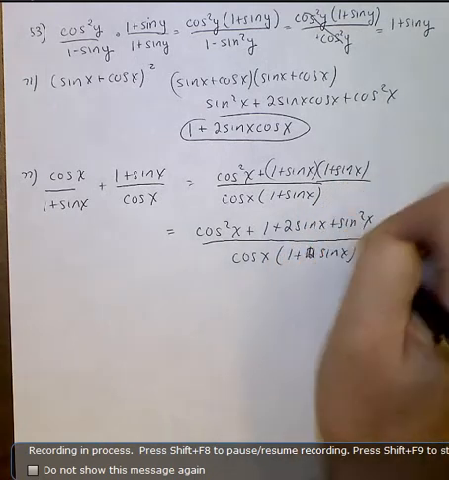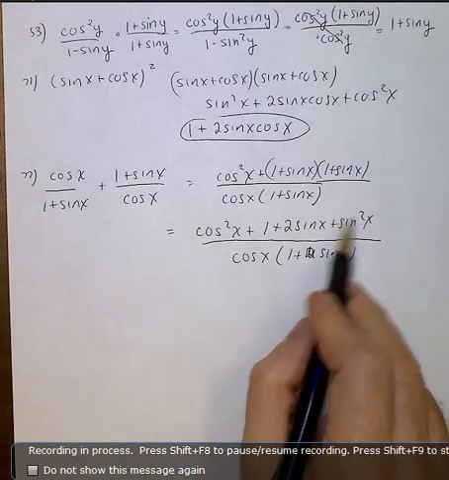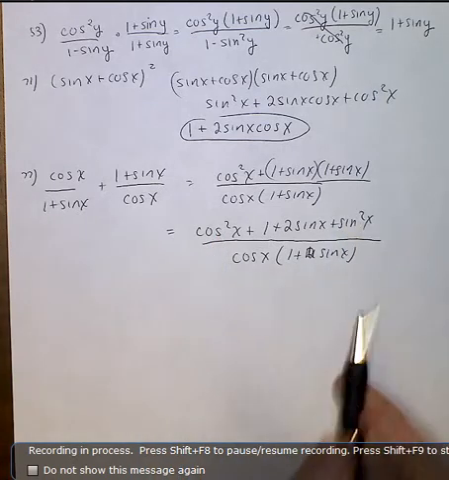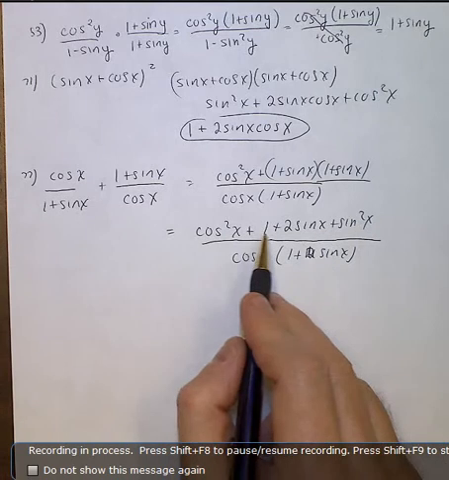Now in the numerator, you see we have a cosine squared plus a sine squared. That's equal to 1. That 1 plus this 1 makes 2.